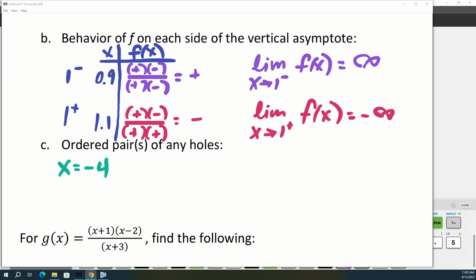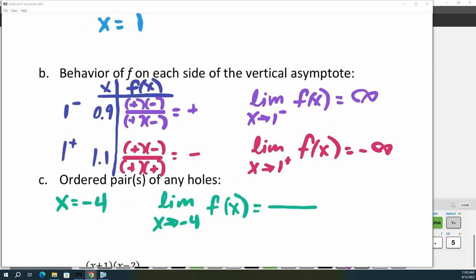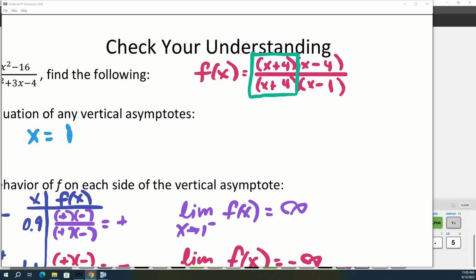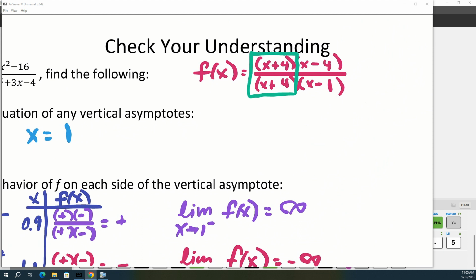Right. And then to show your work, to find the y part of the hole, you're going to do the limit as x approaches -4 of f of x. Now I cannot put it into the original equation because if I do, I'm going to get 0 over 0. So what I do is I plug it into what's not in the box. I just ignore this for a second and put my -4 in for those x's.